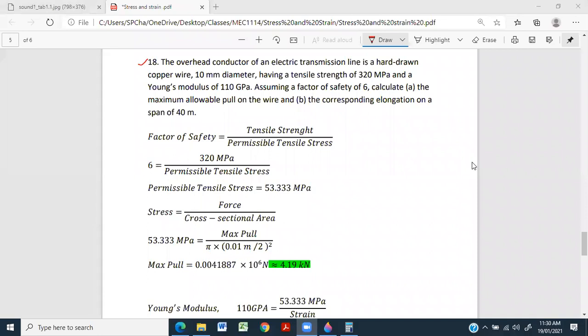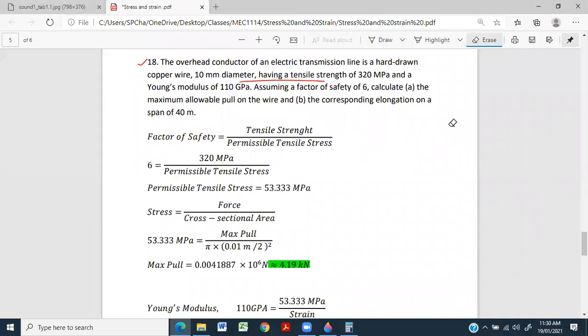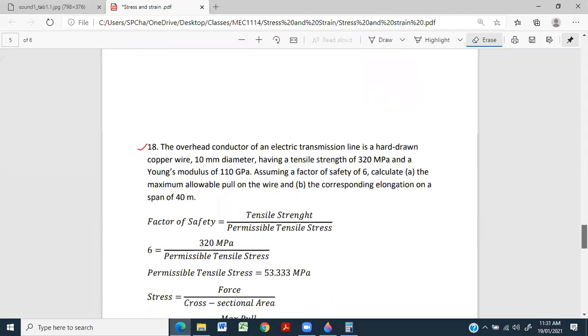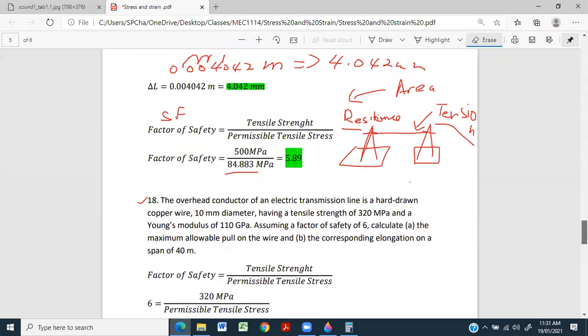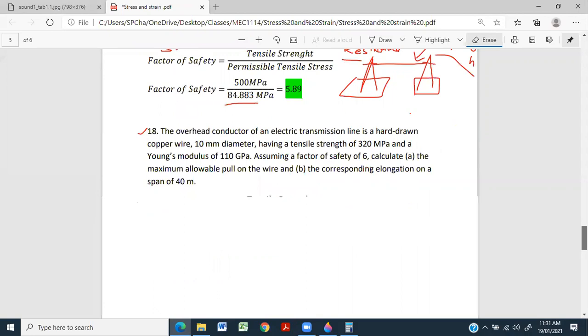Okay, good. So number 18. No questions on number 17, right? Okay.